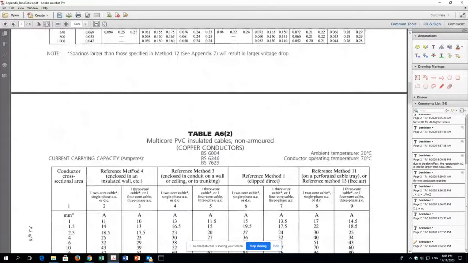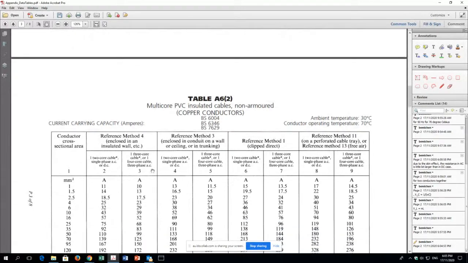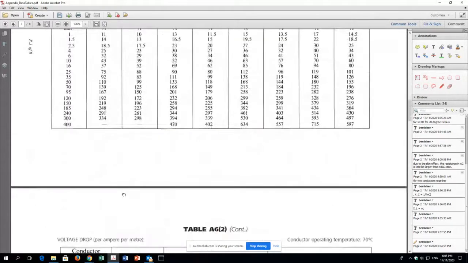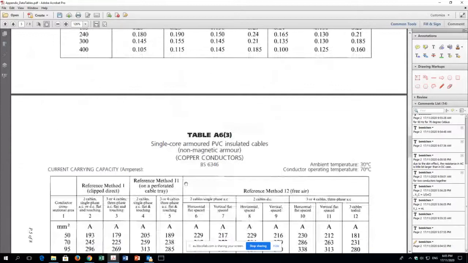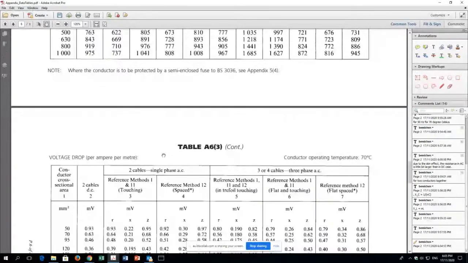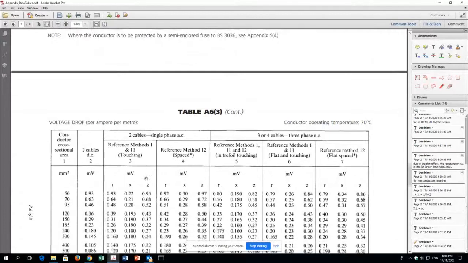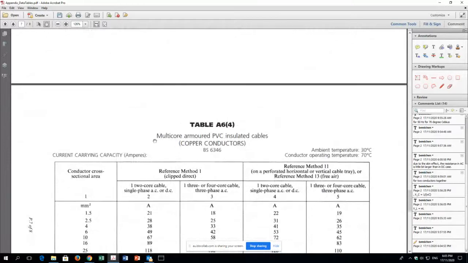Similarly, for different cables, we have the so-called multi-core PVC insulated cables, and their current carrying capacity and their voltage drops will be different. Also, we may have single core cables, armored PVC insulated cables, or non-armored ones, and so on. Please, when you are asked to choose the cables, use the correct type of cable. So we have many types of cables. For example, multi-core armored cables, insulated cables with copper materials based on the British standards 63 and 46.